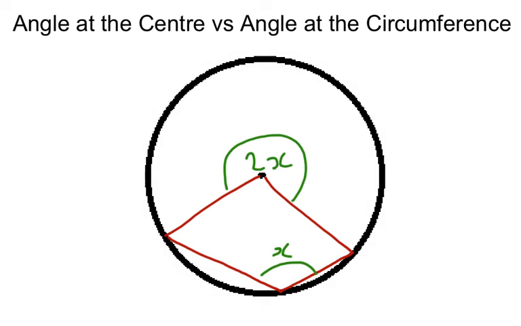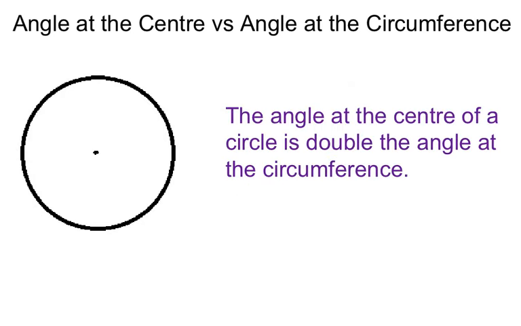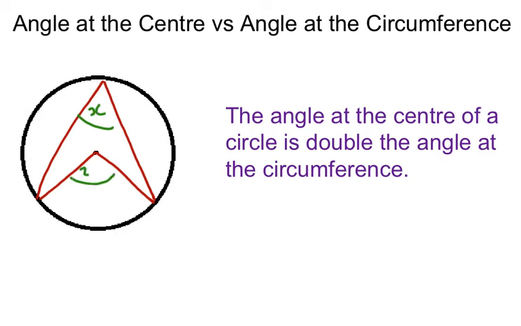So our circle theorem says that the angle at the centre of a circle is double the angle at the circumference. Once again, the basic one, the angle at the centre is there, the angle at the circumference is there, and if the angle at the circumference is x, the angle at the centre is 2x. We can use this to find the angle at the centre by doubling, or to find the angle at the circumference by halving the angle at the centre.